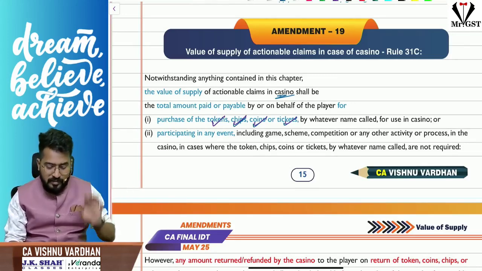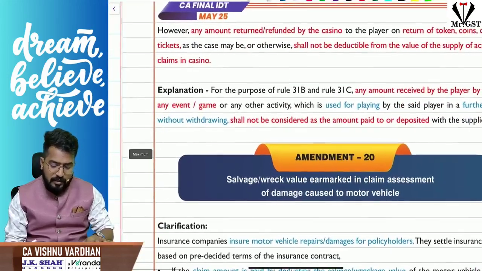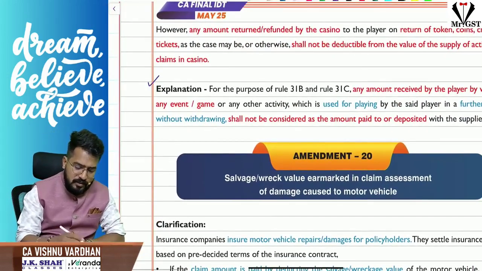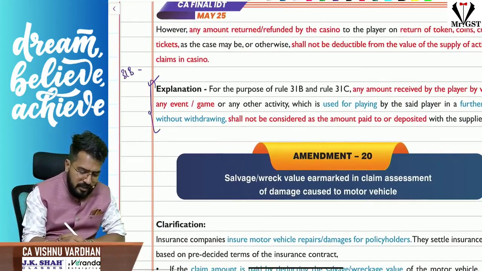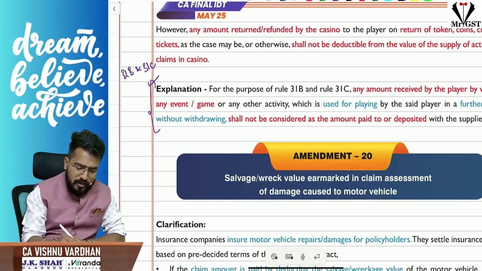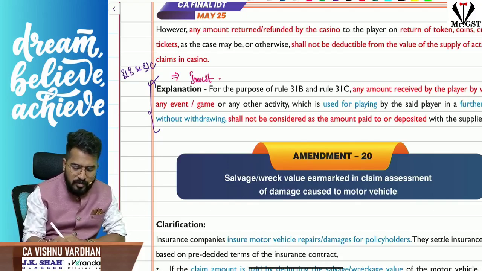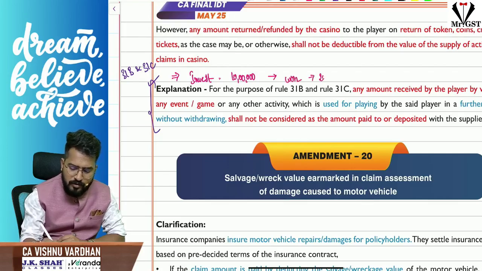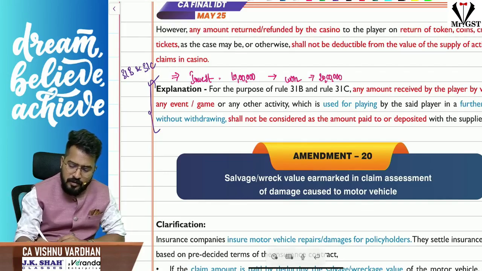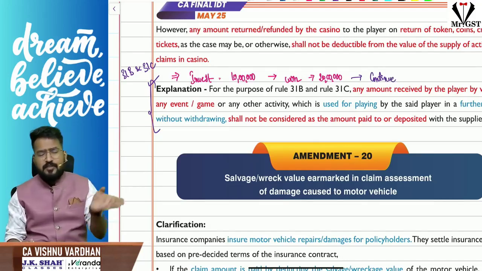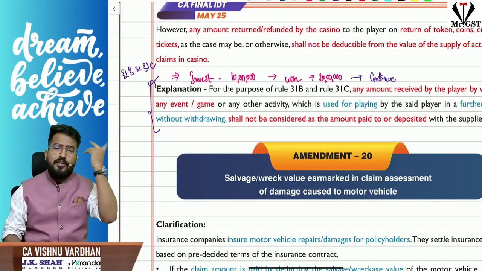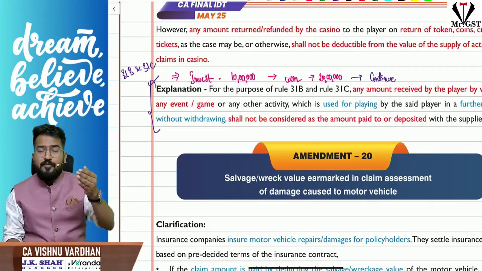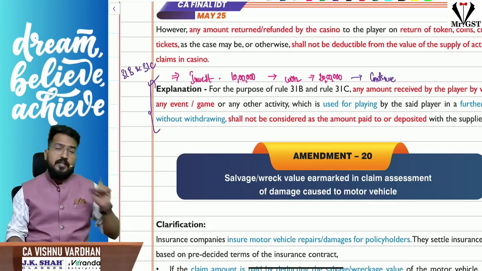Now, another interesting point for both rule 31B and 31C is this one. If you have won, let us assume you have put up 10 lakhs, won 20 lakhs, you continued playing, and 20 lakhs became 100 lakhs, 100 lakhs became 200 lakhs, you continue playing, there won't be any GST. But if you withdraw and again put it back, then only we will charge GST.